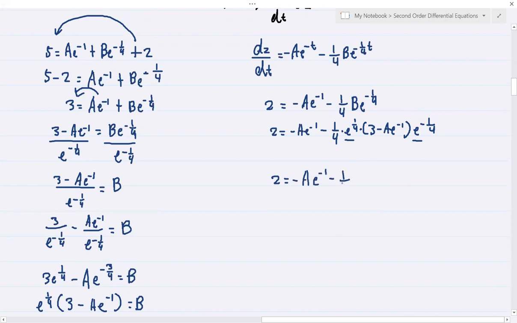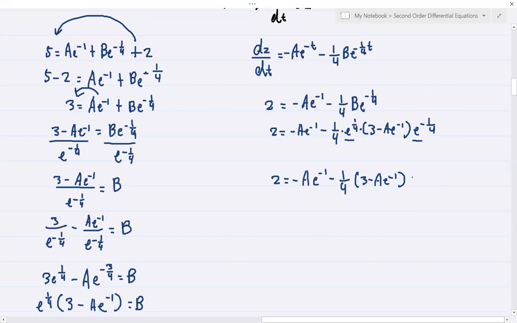So we have -1 minus 1/4 times quantity 3 minus ae raised to -1 times e raised to 1/4 minus 1/4. So if you're going to subtract these two, you will have 0. Okay? And anything raised to 0 is equal to 1. So therefore, we will have times 1. And if you're going to multiply this one by 1, the answer is still this one.